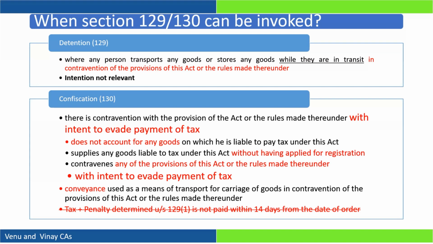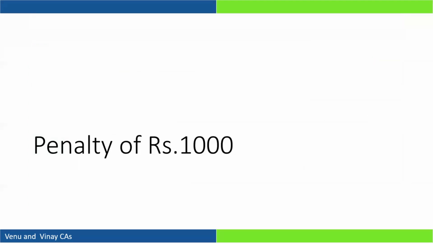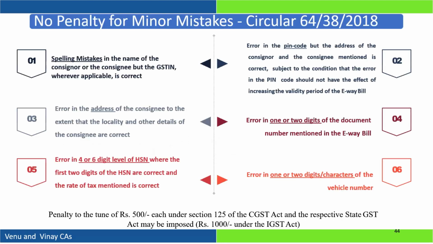Only for the input tax credit, the burden is on the taxpayer. Otherwise, it's the department who has to prove everything. So, the intent to evade the tax is important under 130. There is one very important circular, circular 64, issued in 2018.